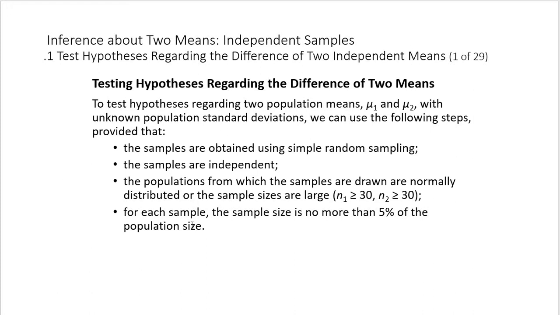To test hypotheses regarding two population means mu1 and mu2 with unknown population standard deviations, we can use the following steps provided that the conditions are met. First, the samples are obtained using simple random sampling. Those samples are independent. The populations from which the samples are drawn are normally distributed, or the sample size is large enough, that is bigger than 30. For each sample, the sample size is no more than 5% of the population.